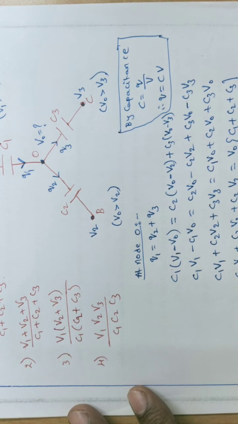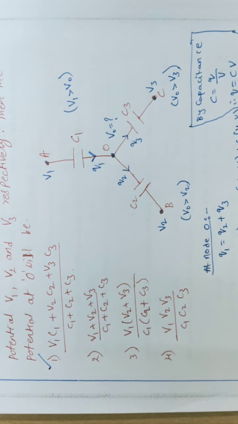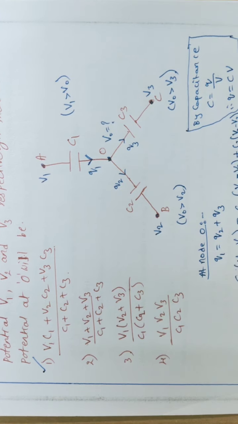Here is the final answer we observed. So in which option do we observe it? In the first option we observe that (V1 C1 + V2 C2 + V3 C3) divided by (C1 + C2 + C3) is the same. So this is the option for this question.